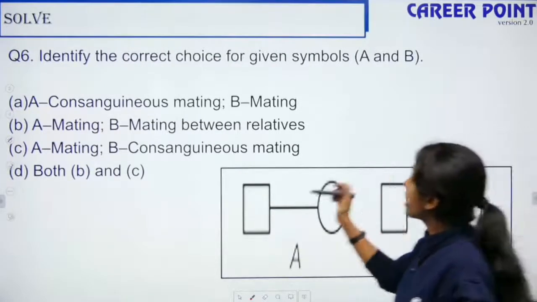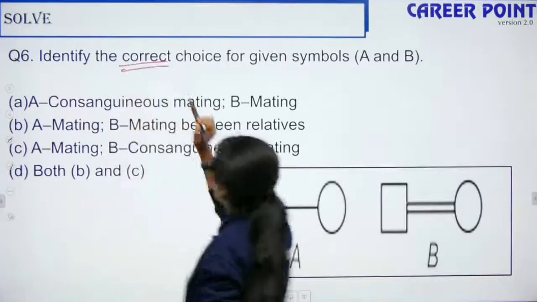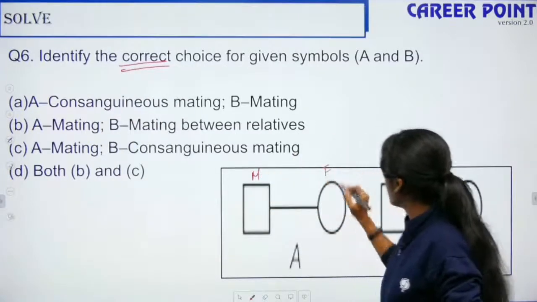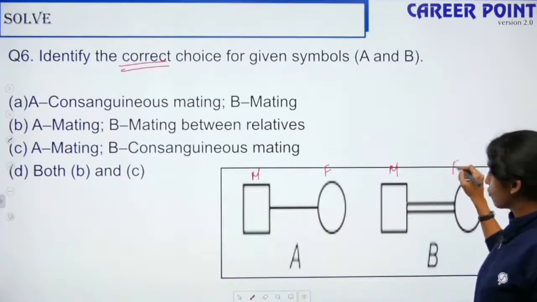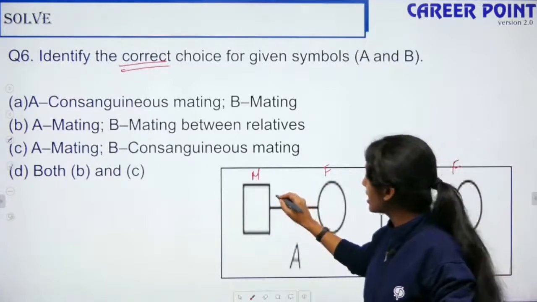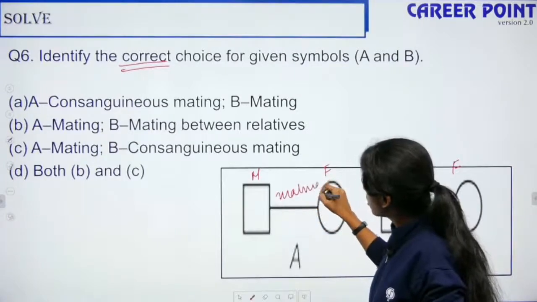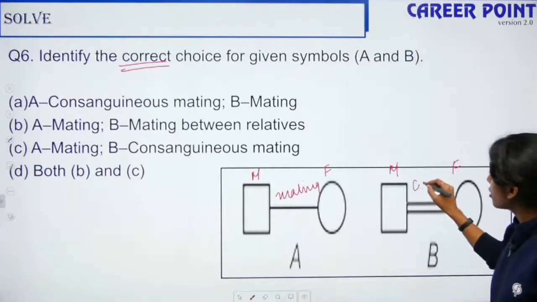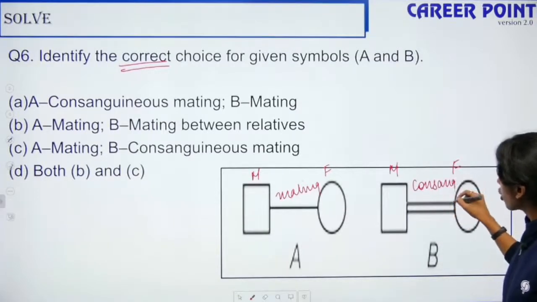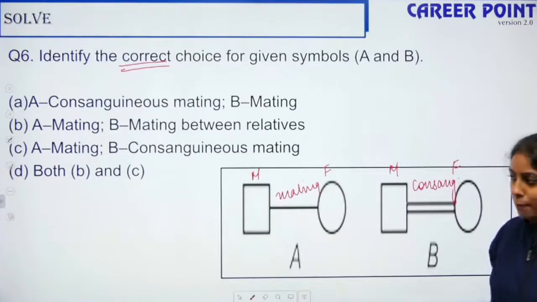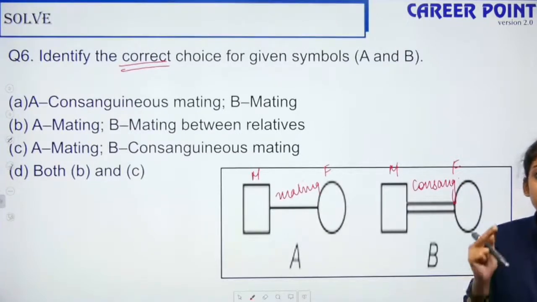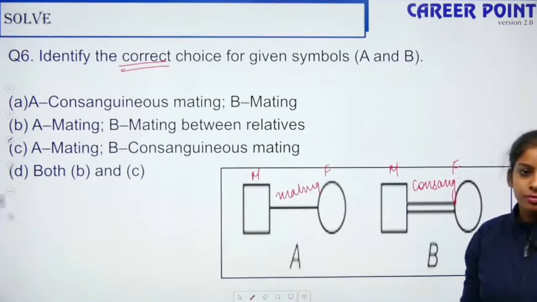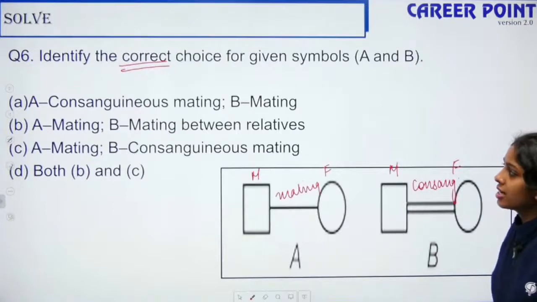So identify the correct choice for the given symbols. So if this is from your pedigree, this is your male, this is your female. If you have one line, it is mating. If you have 2 lines, I told you it is marriage or mating within relatives, that is consanguineous marriages. Consanguineous marriages are a bit risky because recessive genes tend to get expressed. Alright, so here what is the right answer?